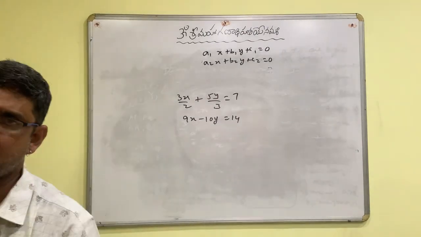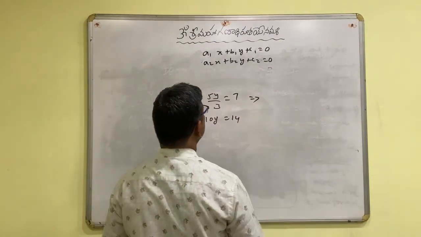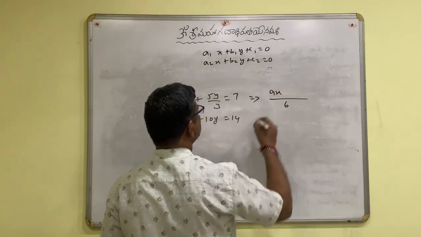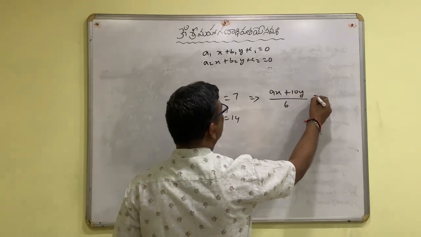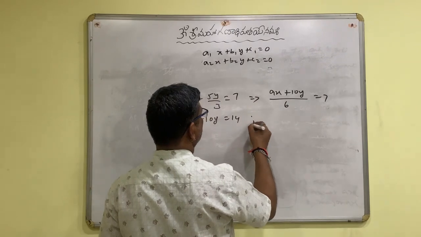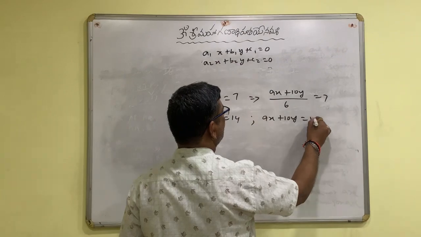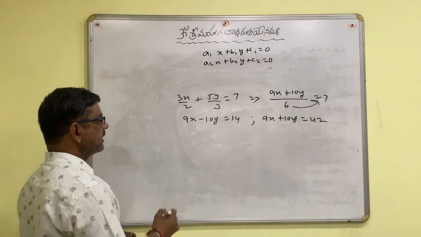Okay. First we need to simplify this equation. LCM is 6. 9x plus 10y is equal to 7, so 9x plus 10y is equal to 42. Now what is a1 by a2?